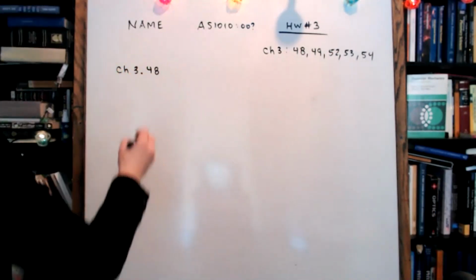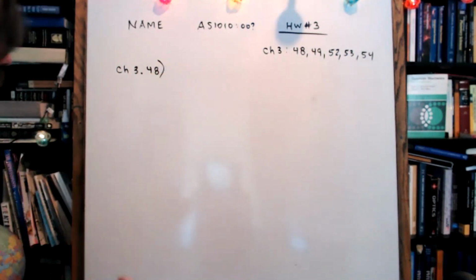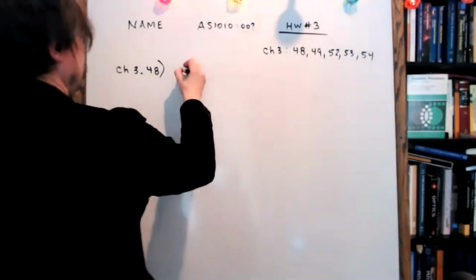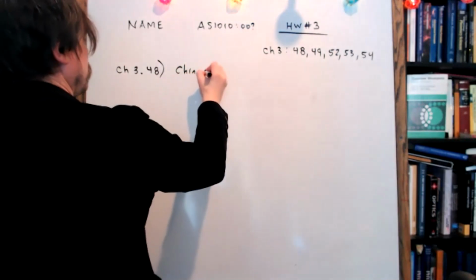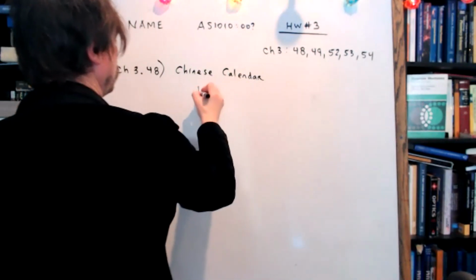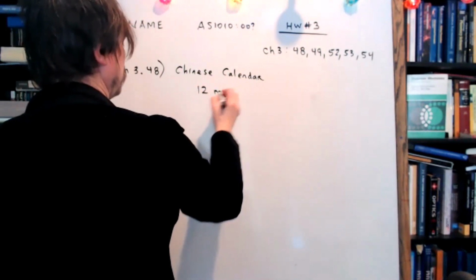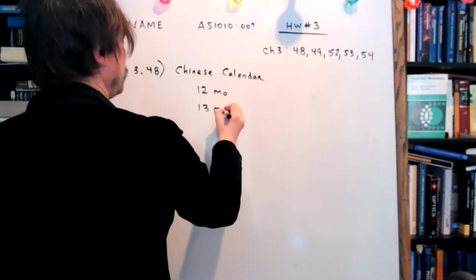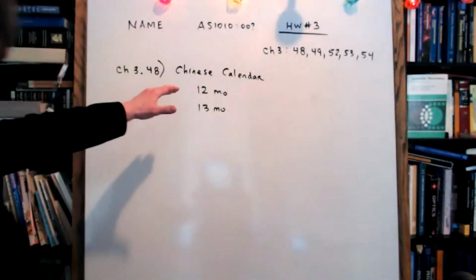All right. 48 says Chinese calendar. Oh, this is a fun one. The traditional Chinese lunar calendar has 12 months in most years, but adds a 13th month to 22 of every 60 years. How many days? Just pause for a second. I want to make sure I get that down.